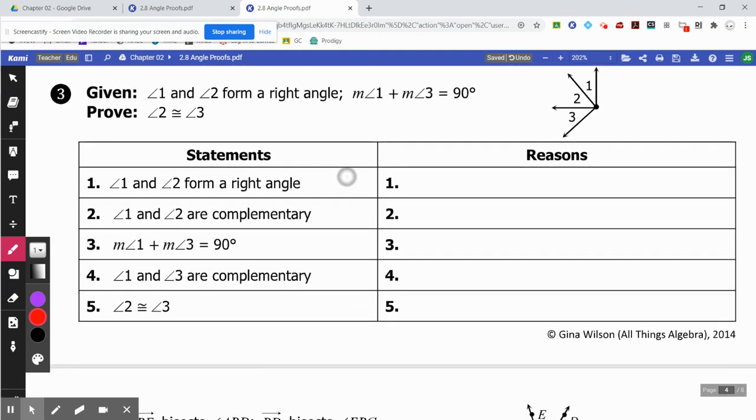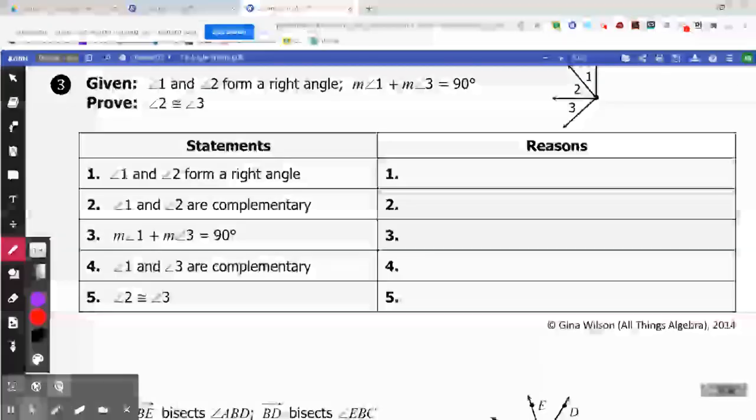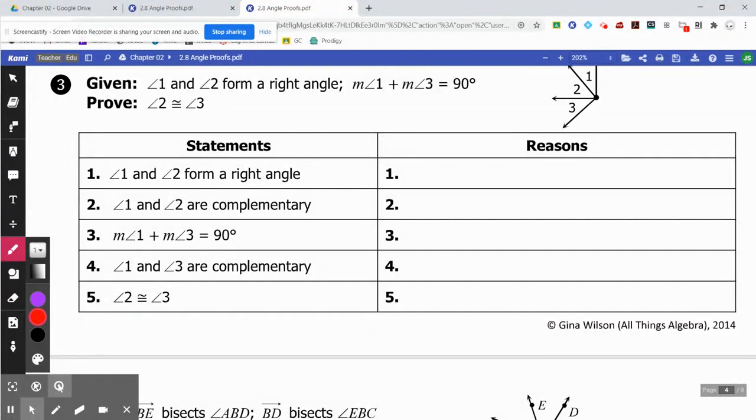Okay, the next one. Number 3. It says given angles 1 and 2 form a right angle. The measure of angle 1 plus the measure of angle 3 is 90 degrees. So 1 and 2 add up to 90, and 2 and 3 also add up to 90. So both of those are 90-degree angles. And we're trying to prove that angle 2 and angle 3 are the same measure.